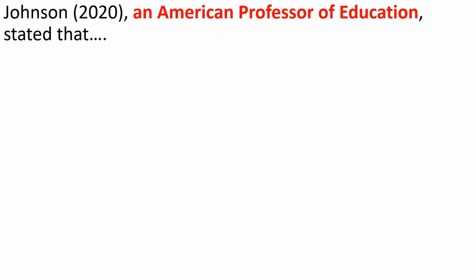Here are some more examples. Johnson 2020, an American professor of education, stated that just adding these few words in red, it gives extra context. Very brief biographical information shows that you are aware of this author. You haven't plucked this author out of thin air. You're aware of this author's background. You are aware of the person that you're citing.